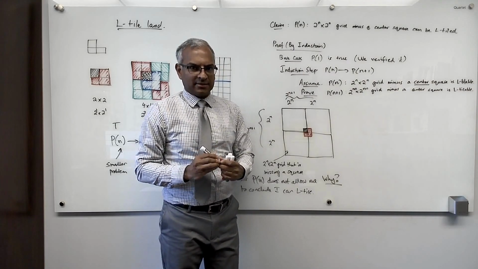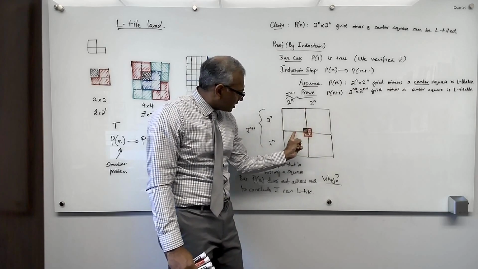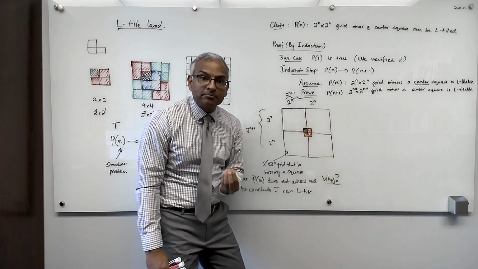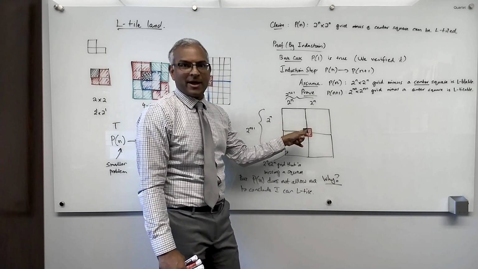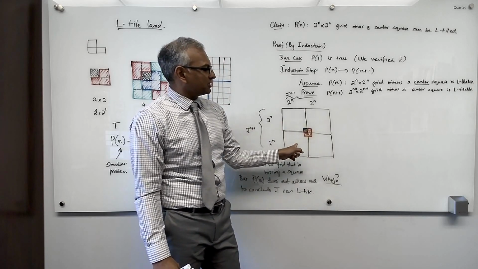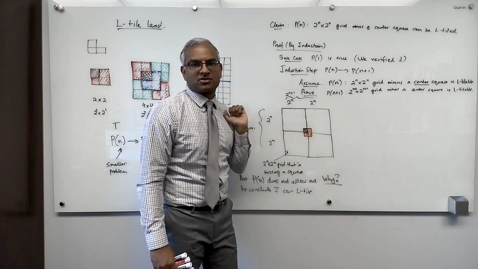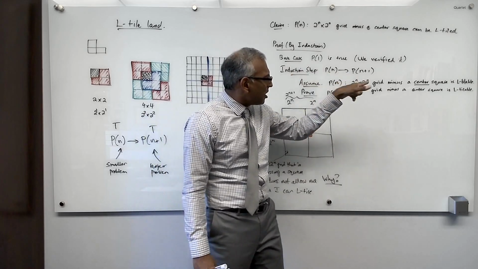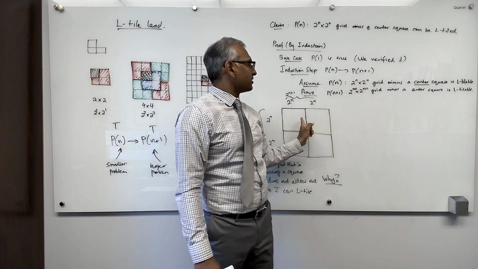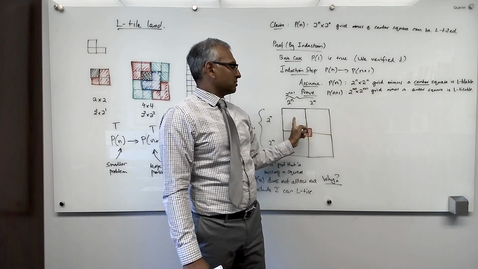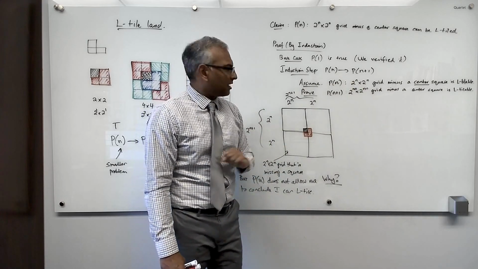can be L-tiled. The problem here is that this 2 to the n by 2 to the n grid is missing a square, but it's not a center square, it's a corner square. And that's the same with all of these guys. They're all missing not center squares, they're all missing corner squares. So we cannot use the P of n assumption to tile that, because this smaller grid is not of the form to which we can apply P of n.